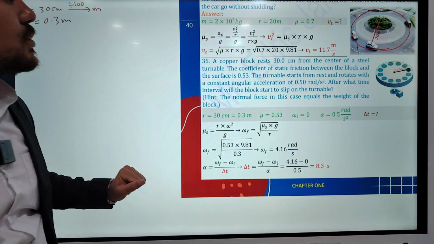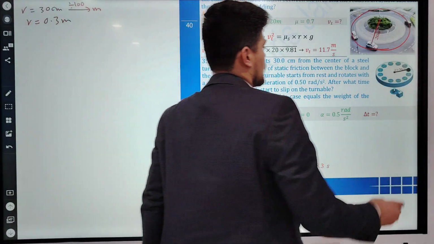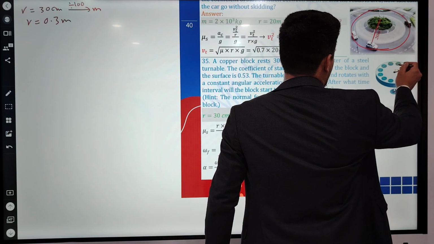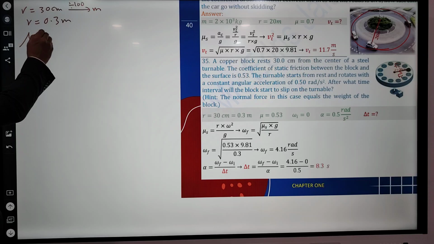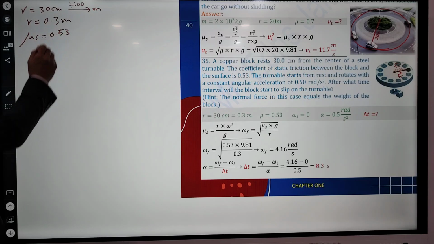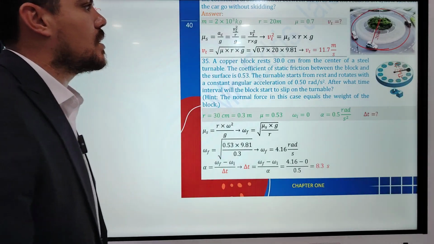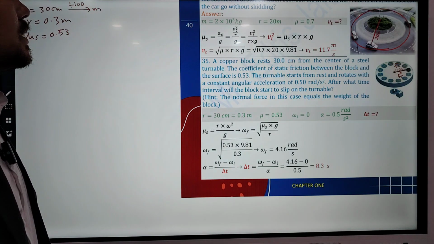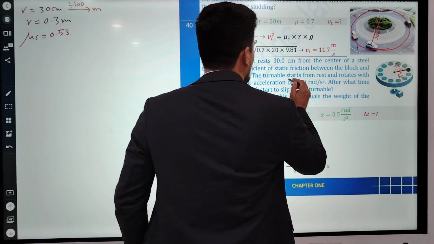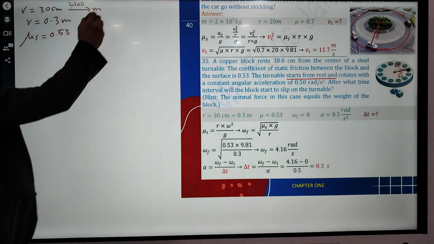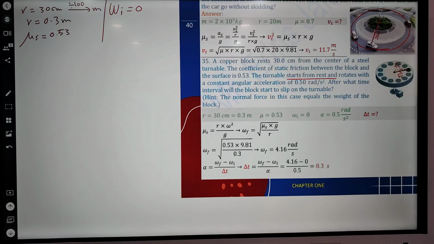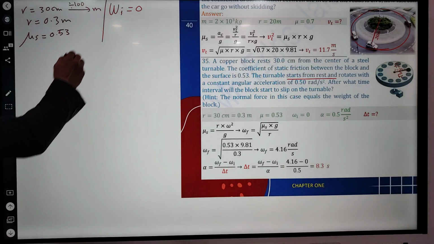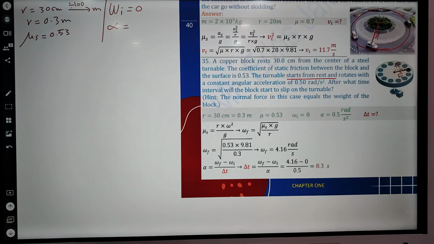The coefficient of static friction between the block and the turntable, with static friction force Fs providing Fc, is equal to 0.53. Mu s is given as 0.53. So this is the same case as the car moving in a circular path. The turntable starts from rest. What do you mean by starts from rest? It means that omega initial is 0, because it started from rest, and rotates with a constant angular acceleration. Constant angular acceleration means alpha.